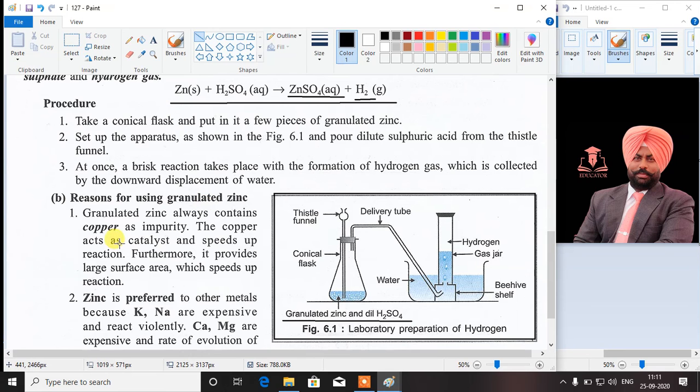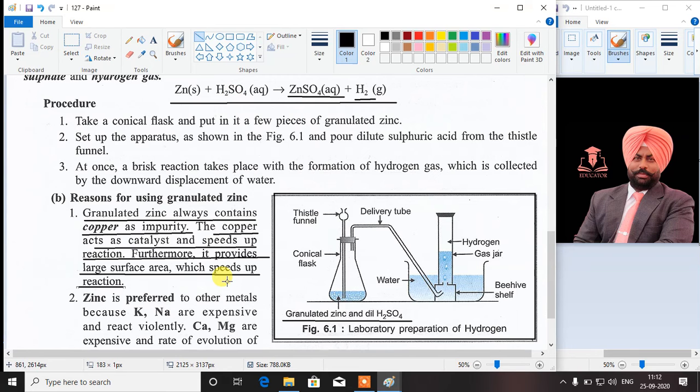Here, granulated zinc is used. The reason behind using granulated zinc instead of normal zinc is that granulated zinc contains copper as an impurity. This copper acts as a catalyst in the reaction, and this catalyst speeds up the reaction and provides a large surface area, because of which the reaction speeds up. That is the reason granulated zinc is used along with sulfuric acid.